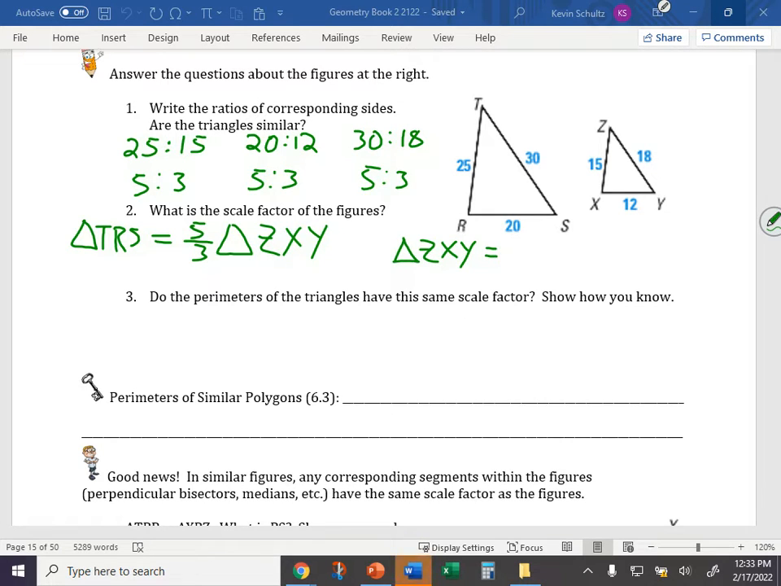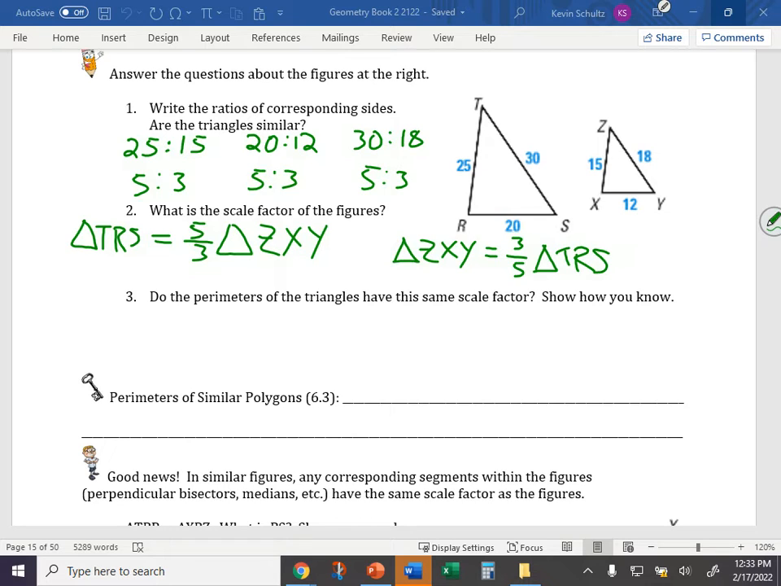If we wrote it the other way, if we started with triangle ZXY, how does that scale factor change? Triangle ZXY is what compared to TRS? Will? 3/5. It just flips. Pick a side in triangle TRS, take 3/5 of that, you're going to get that side in triangle ZXY. So what scale factor you use depends on which triangle you are starting with. How do I get to the other one?